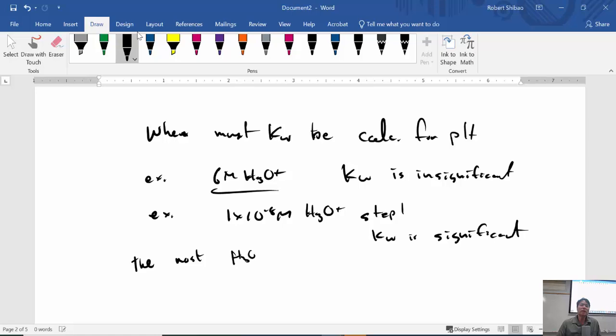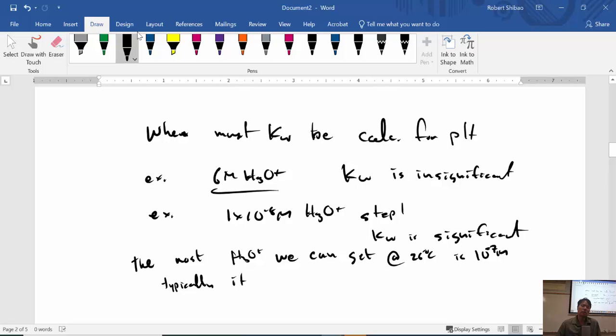The most hydronium we can get from Kw at 25 degrees C is 10 to the minus 7 molar. But because of Le Chatelier's principle and having hydronium there to begin with, it's going to be much less.